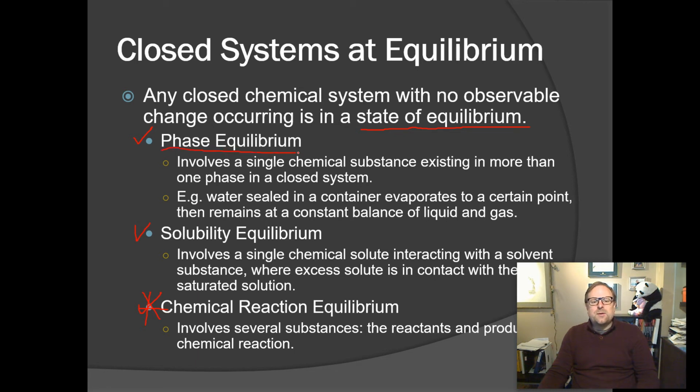So phase equilibrium involves a single chemical substance existing in more than one phase. Think of a phase as a state, so solid, liquid, or gas, in a closed system. So a great example of this is water in a sealed container. Okay, you let that water sit there, come up to whatever temperature the room is at, and it's going to have a balance that's struck. Some of the water is going to evaporate up off of the surface of the liquid and end up condensing inside that closed container, and falling down.